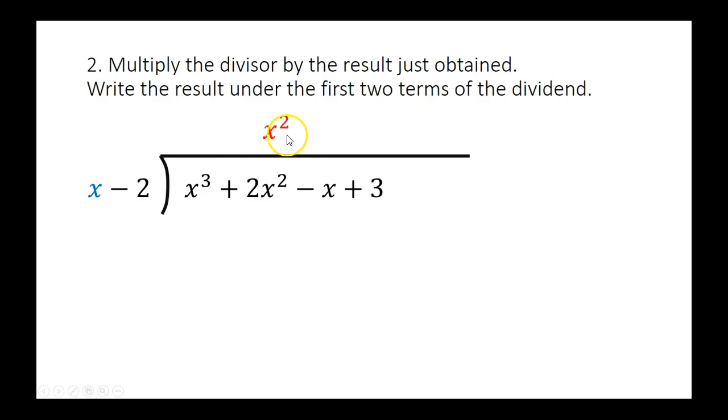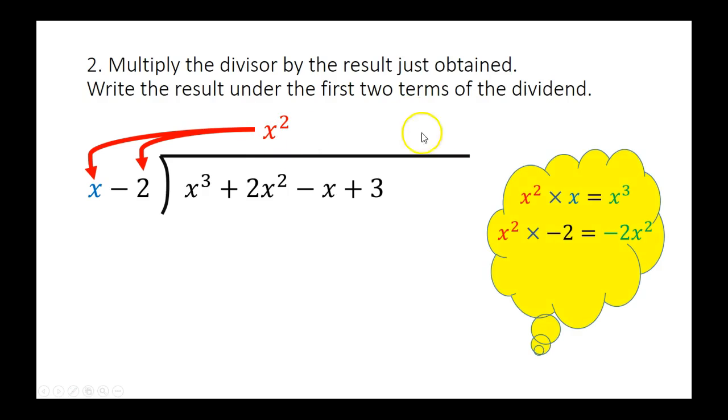What we're going to do here is multiply each term in the divisor by the result we just got. A little thinking bubble: x squared times x is x cubed, and x squared times negative 2 is negative 2x squared. We place that underneath the corresponding columns in the dividend.